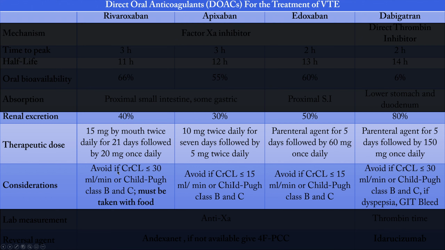Considerations: what are the contraindications for anticoagulants? Creatinine clearance is low, because they're renally excreted. Hepatic disease, you don't give them, obviously.